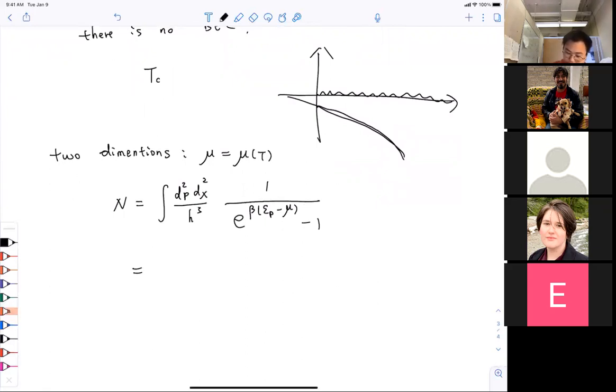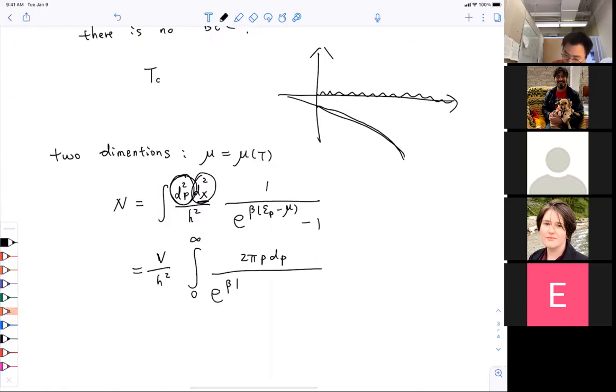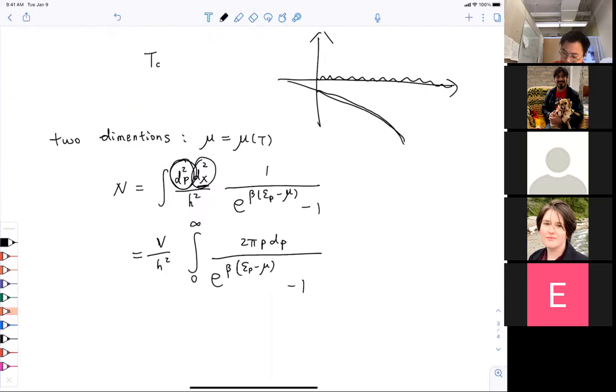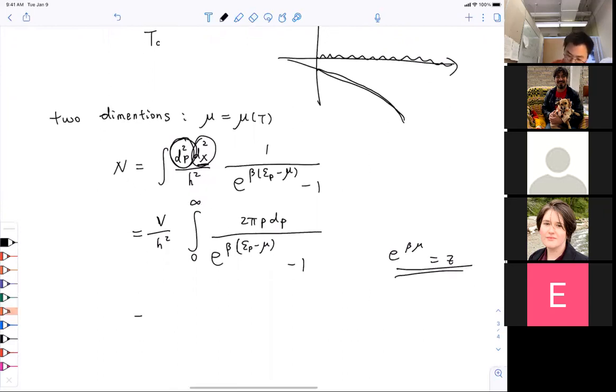Like the standard procedure, the integration over the coordinates gives us the volume. In this case, it is the area of the system. Let's still denote it as V. That should be h squared. And this is nothing but 2 pi p dp, right? Okay, so let us introduce a variable. It doesn't matter, it's very standard notation. Basically, this is a function of mu.